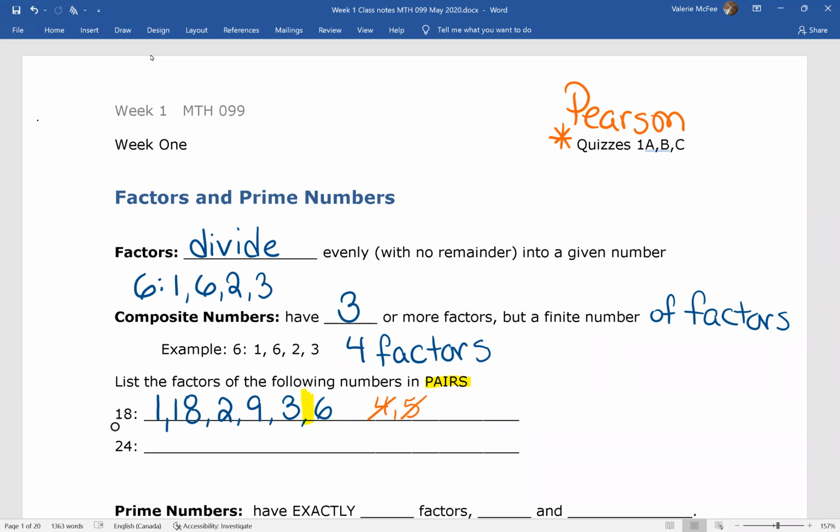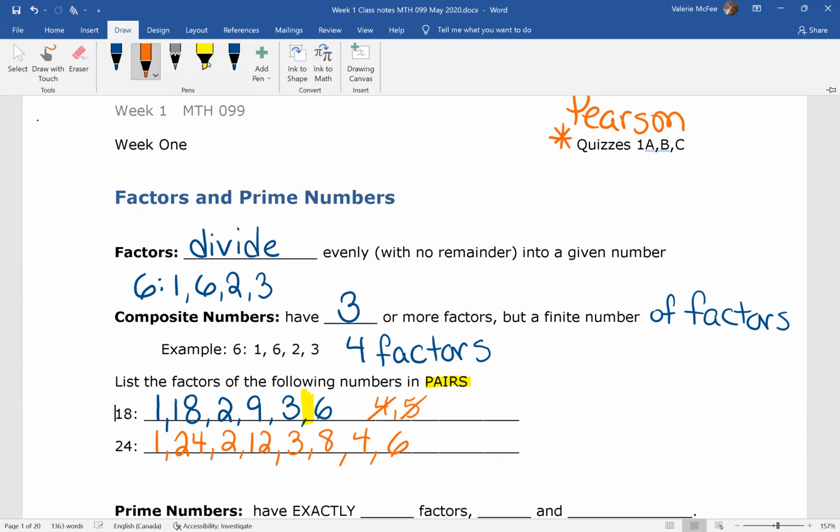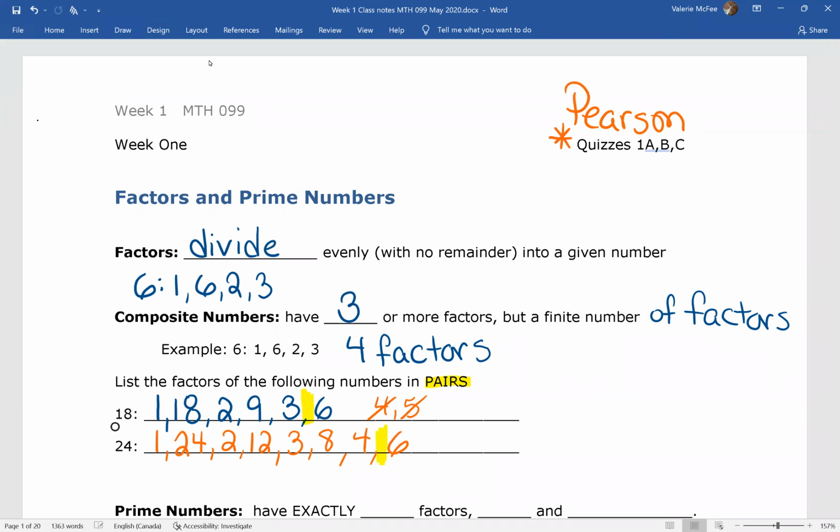Pause this video and list the factors of 24. Again, we're listing the factors in pairs, 1 and 24. The next number we should think about is 2 and 12. The next number we should think about is 3 times 8. The next number we should think about is 4 times 6. All we have left to think about now is the number between 4 and 6, which is 5. We know 5 is not a factor, and so we are finished.